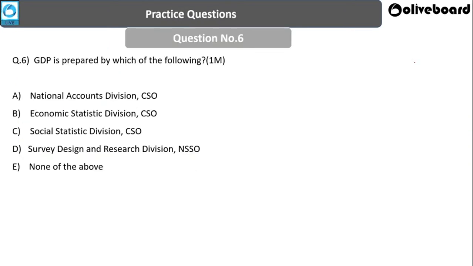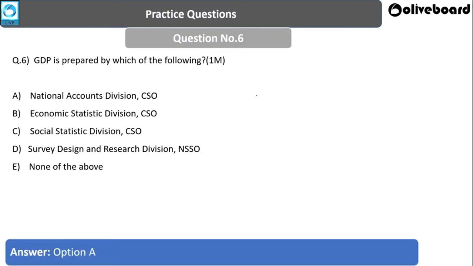Moving to the next question: GDP is prepared by which of the following? A, National Accounts Division, CSO. B, Economic Statistics Division, CSO. C, Social Statistics Division, CSO. D, Survey Design and Research Division, NSSO. And E, none of the above. So, which is the division and which is the body that prepares the GDP? The answer is A. It is the National Accounts Division of the Central Statistics Organization that gives us the GDP estimates, right? The answer is A.